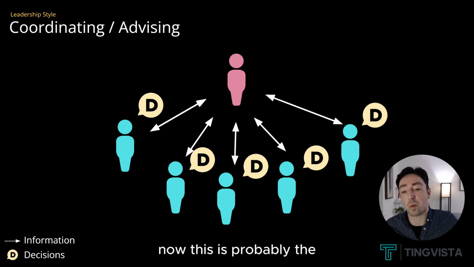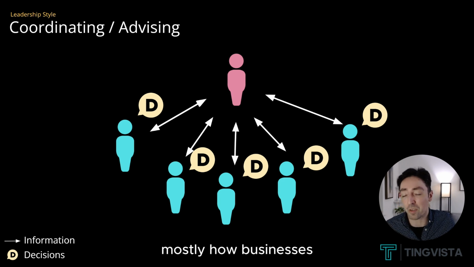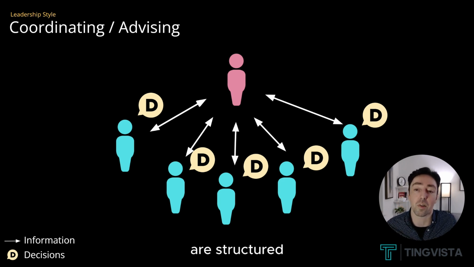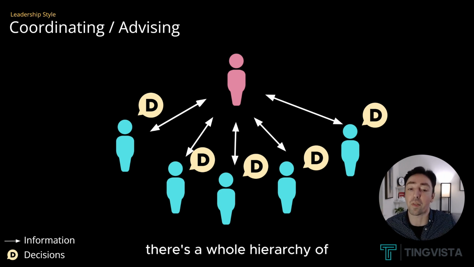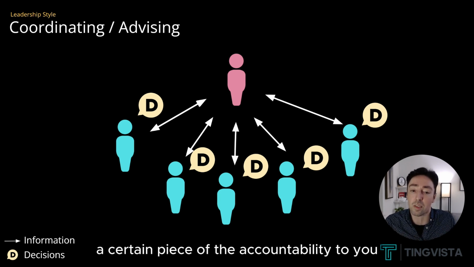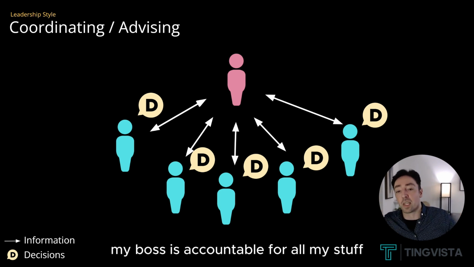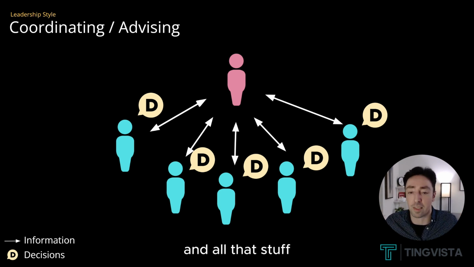Now, this is probably the mode that we're all most familiar with, because this is mostly how businesses and organizations are structured. There's a boss in charge and they have direct reports, and there's a whole hierarchy of this kind of thing where I'm delegating a certain piece of the accountability to you. You're accountable for this part. I'm accountable for the bigger part. My boss is accountable for all my stuff and all your stuff and all that stuff.